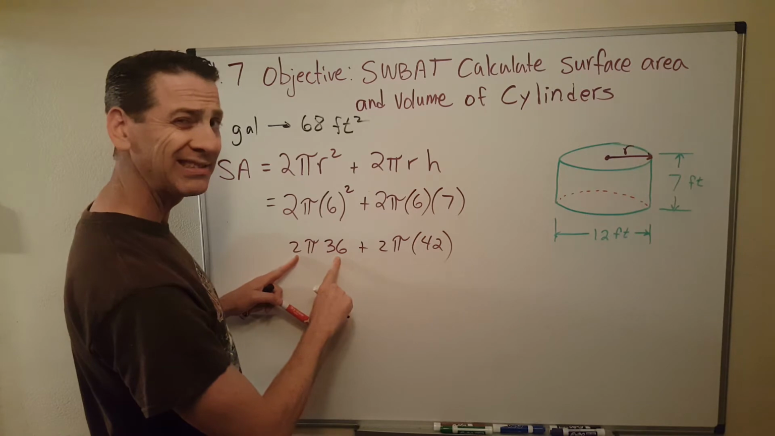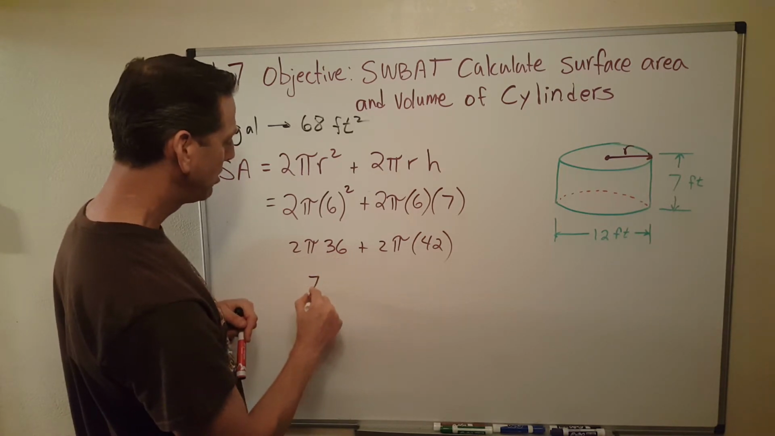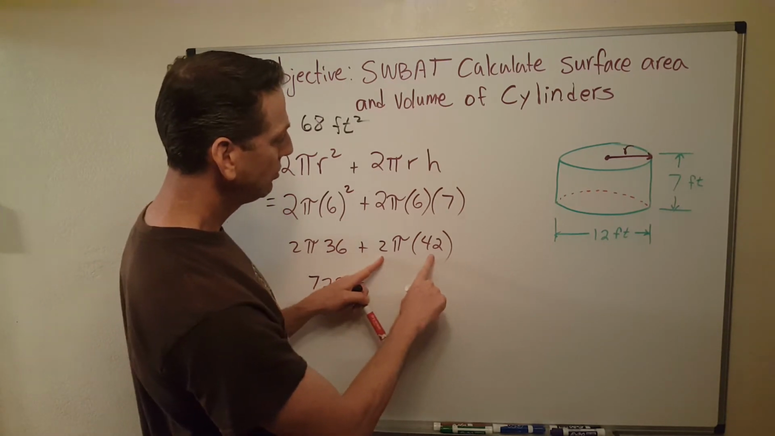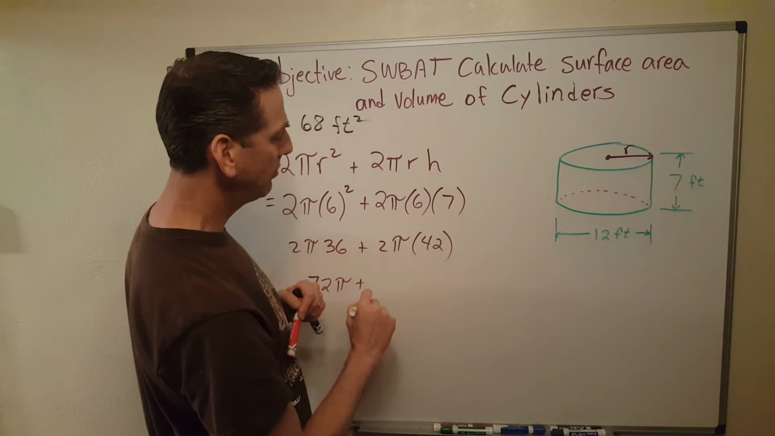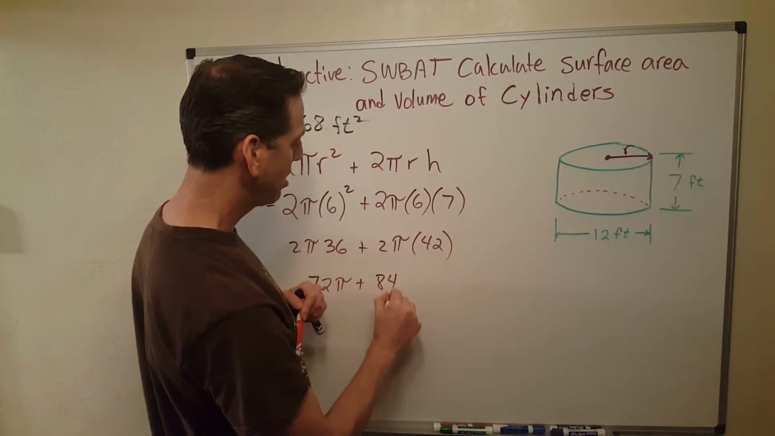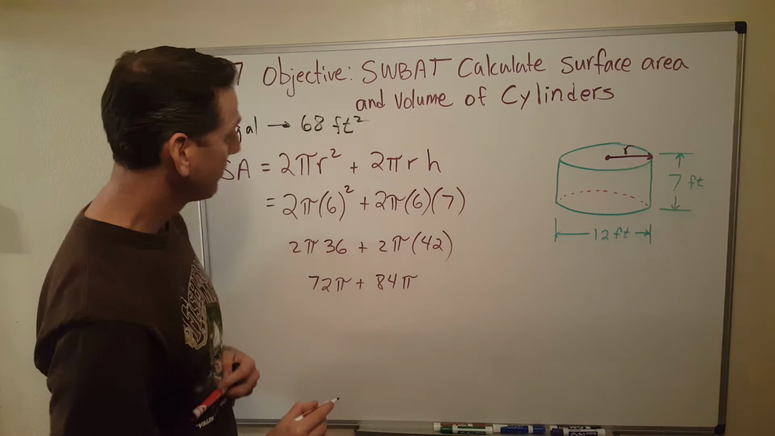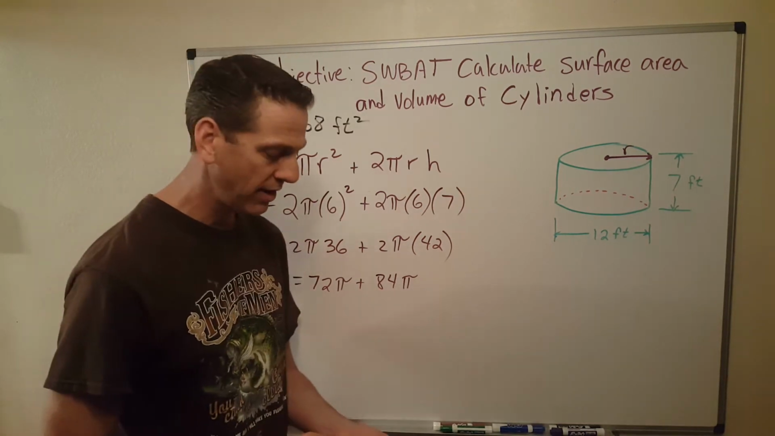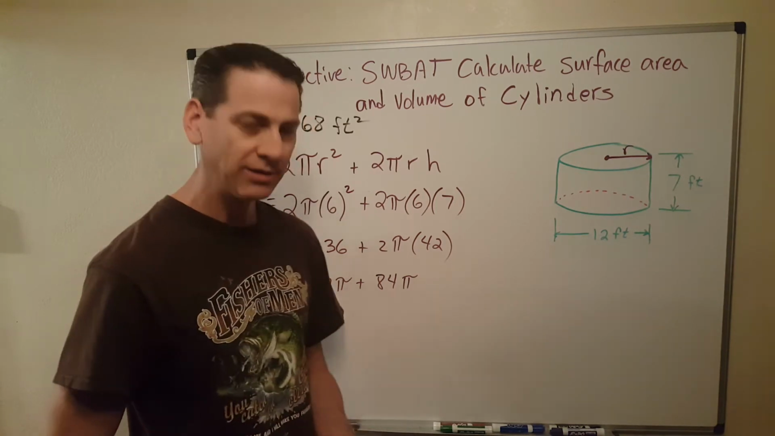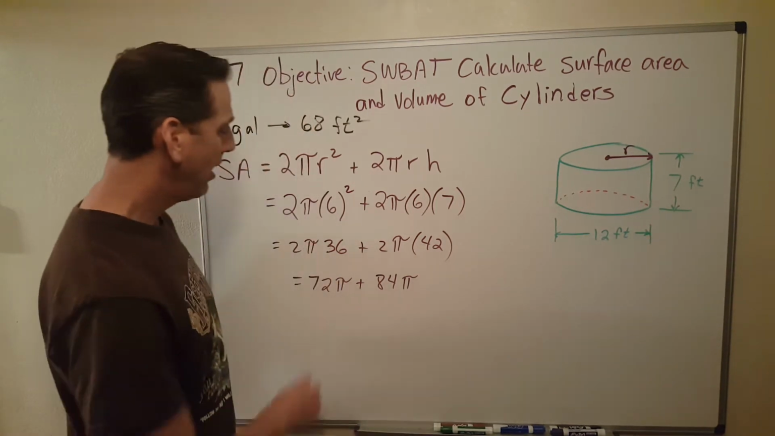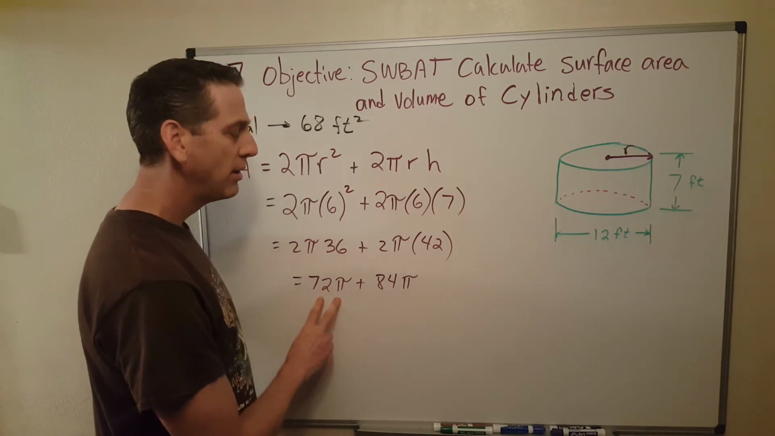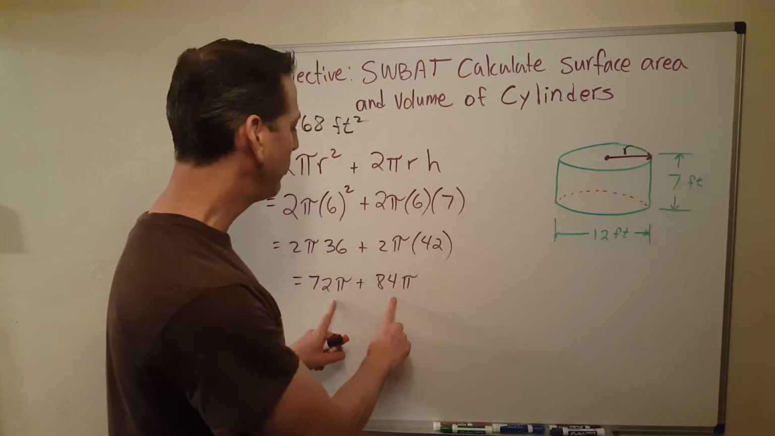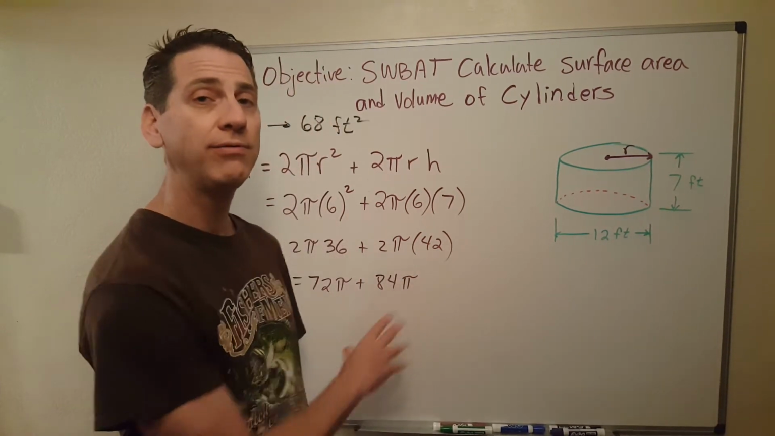2 times 36 is 72. So I have 72 pi plus 2 times 42 is 84, 84 pi. Now I could do some fancy things with factoring. I could factor out a pi, but just to keep it simple, I won't do that. So let's go ahead and use our calculator. Go ahead and pause the video and see if you can find the surface area at this point.